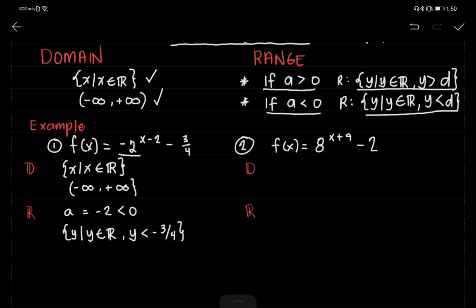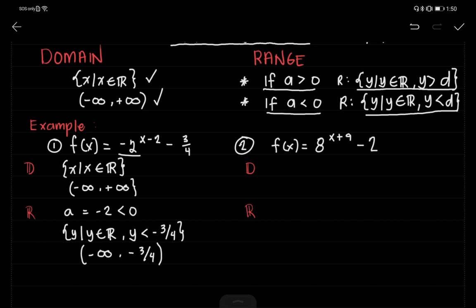Or we can express our answer in interval notation since ito is less than. So ang gagawin natin, mauna muna yung negative infinity. Negative infinity up to negative 3/4. Pero hindi kasama exactly negative 3/4. Kaya close parenthesis yan.